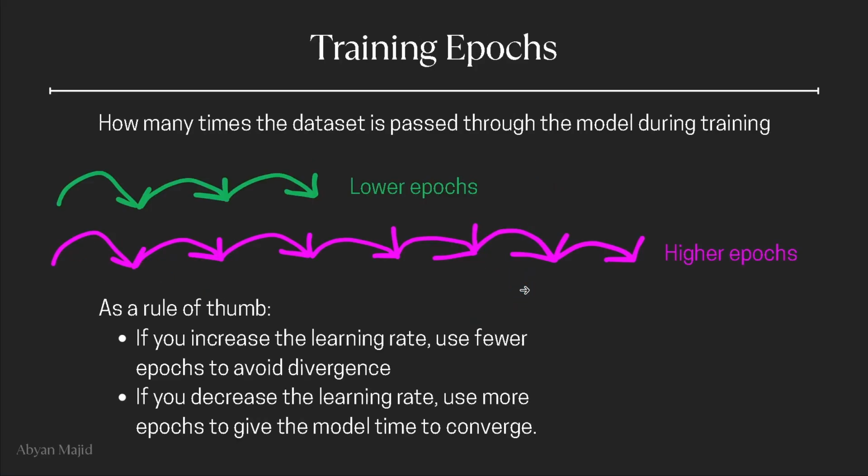So all of this implies 2 points. As a rule of thumb, if you increase the learning rate, it makes sense to use fewer epochs in order to avoid divergence. So you don't keep overshooting the minimum point. But if you decrease the learning rate, it also makes sense to use more epochs so that you give the model more time to converge.